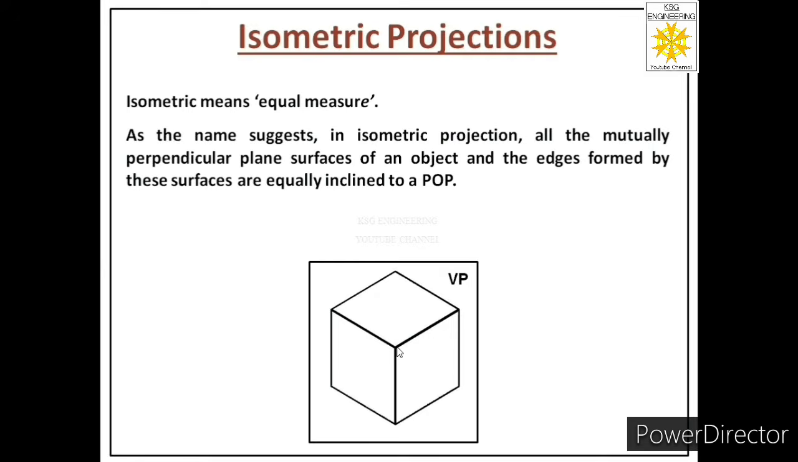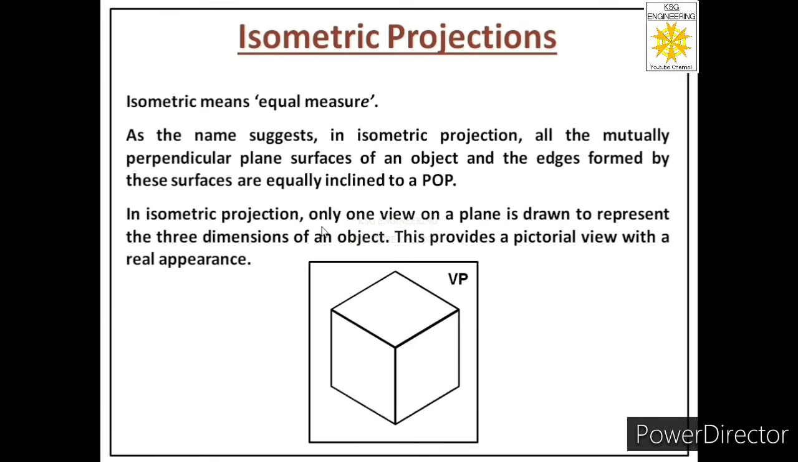Of course, these edges which are perpendicular to each other, or these planes which are mutually perpendicular to each other, are equally inclined to plane of projection, and that angle in case of cube is 35 degrees 16 minutes. In isometric projection, only one view on a plane is drawn to represent the three dimensions of an object. This provides a pictorial view with a real appearance.